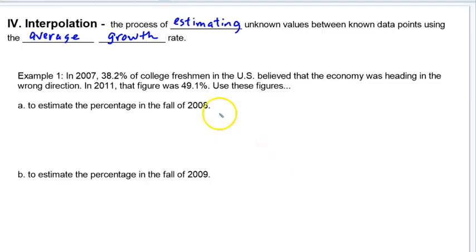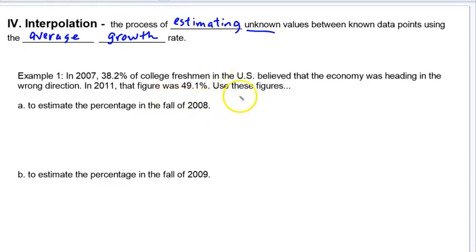All right, let me show you an example. In 2007, 38.2% of college freshmen believed that the economy was headed in the wrong direction. In 2011, that figure became 49.1. So there's an increase, there's growth in that belief that the economy was going in the wrong direction. So using these figures, we want to estimate the percentage in the fall of 2008. So we're not given that in our information. That's why this is called unknown. But we're going to make an estimate based on the average growth rate.